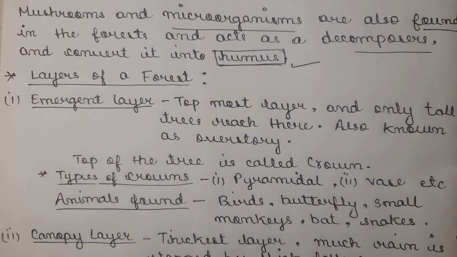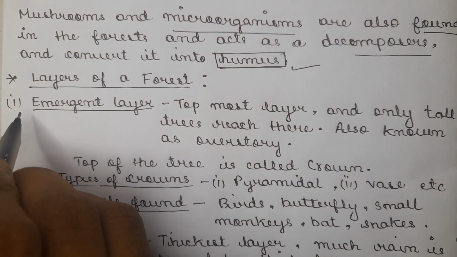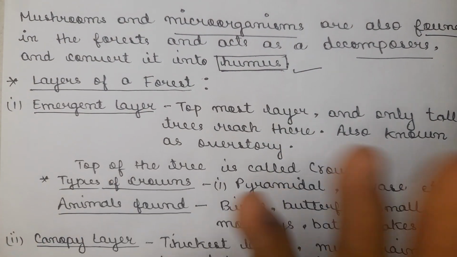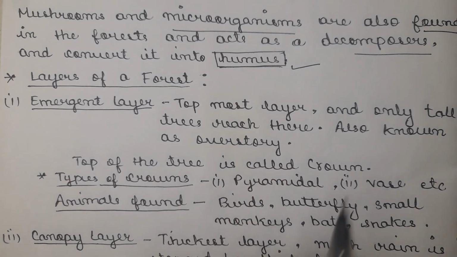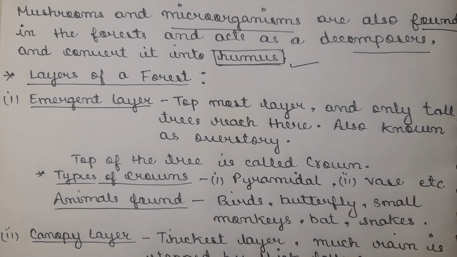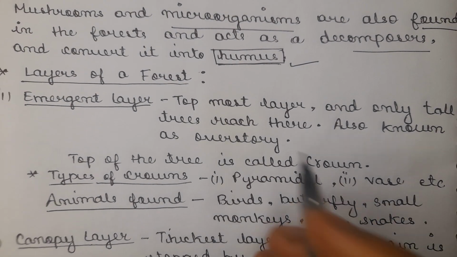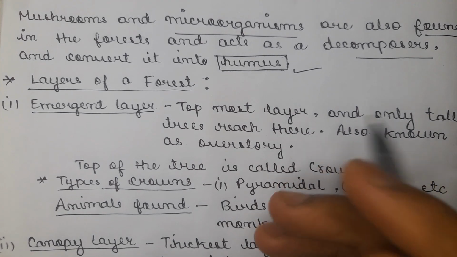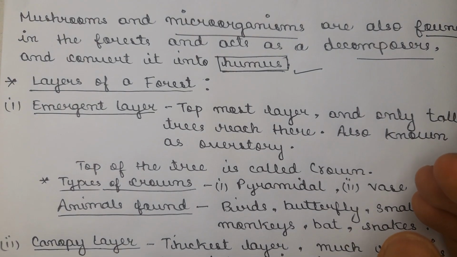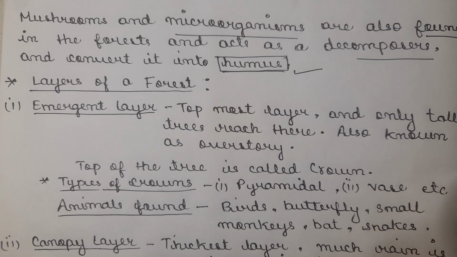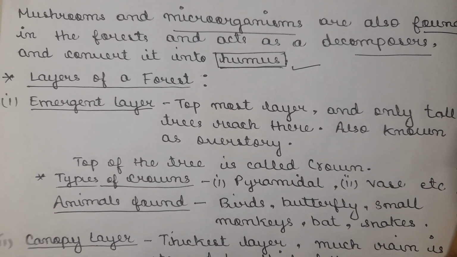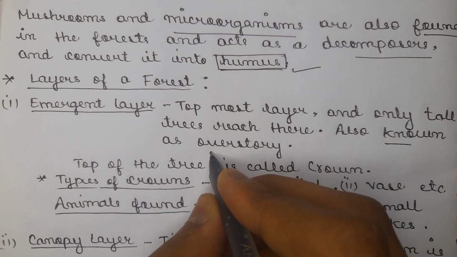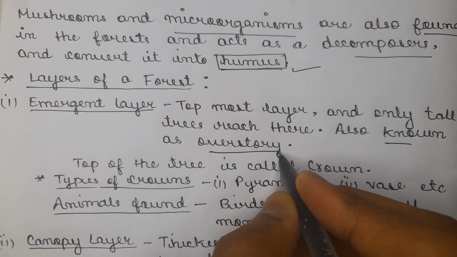Moving to the next topic, that is the layers of the forest. The first layer is the emergent layer. Emergent means emerging, that is from the top, or we can say the top of the tree. This topmost layer is very sunny because it is at the very top and only the tallest trees reach this level. We can also name this layer the overstory.